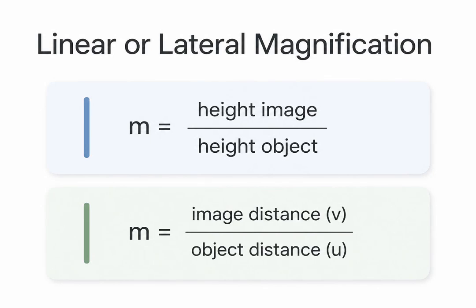Continuing our discussion on lenses, let's look at linear or lateral magnification. Magnification is defined as the ratio of the height of the image to the height of the object. Equivalently, it can be defined as the ratio of the distance of the image from the lens, v, to the distance of the object from the lens, u.